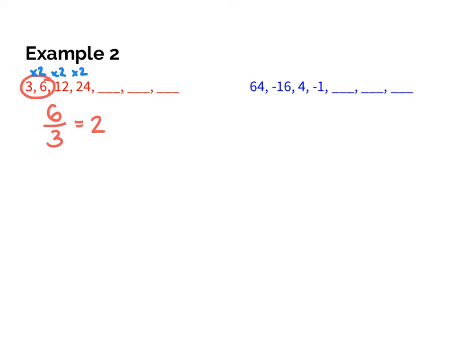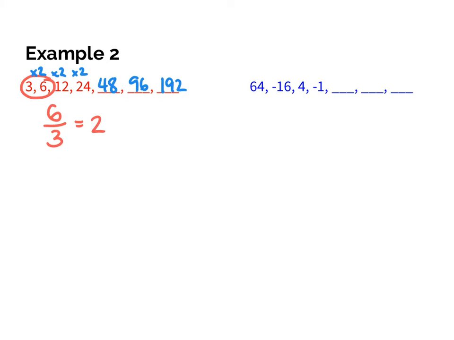So I can use that then to find my next three terms. So I would get 48, 96, and 192. So notice I found that common ratio first by looking at those first two terms and then applied that for my next consecutive terms after 24. So we'll do the same thing here for the second example.